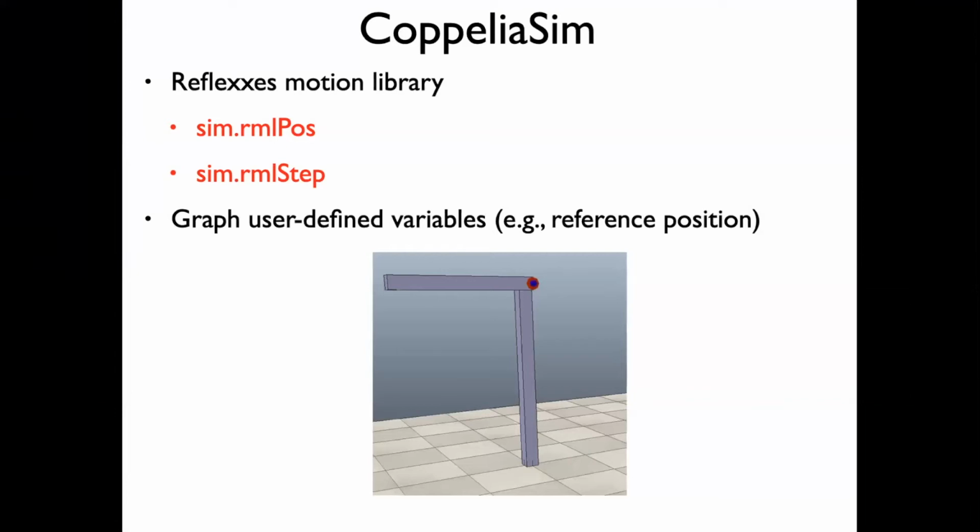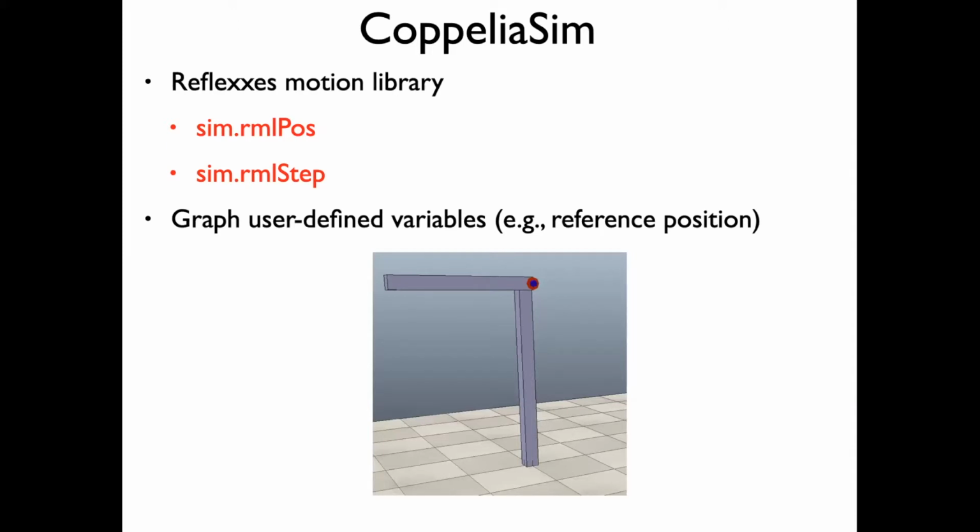Okay, so today's class, part of the class is going to be on trajectory generation in CoppeliaSim, and that is going to be using the Reflexxes motion library, which I've briefly talked about but never really used in MATLAB. The two commands we'll be using here are RMLpos and RMLstep, as I will show you, and then I will show you how to use the user-defined variables.